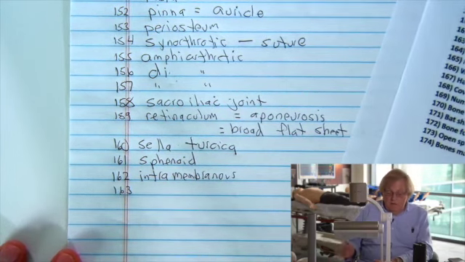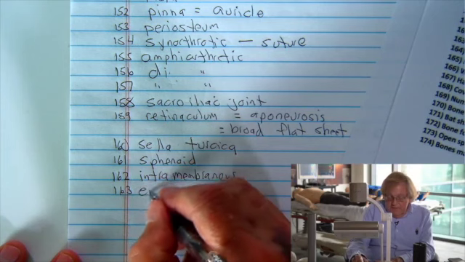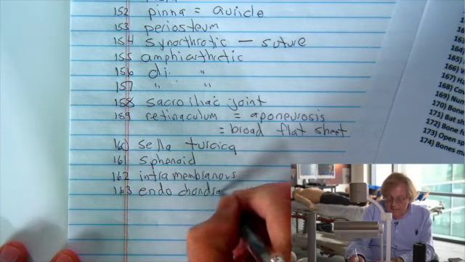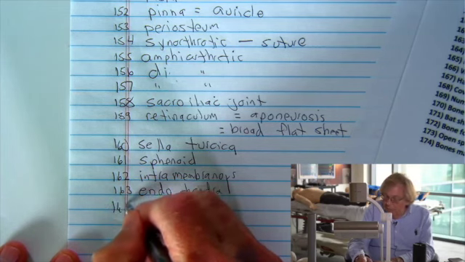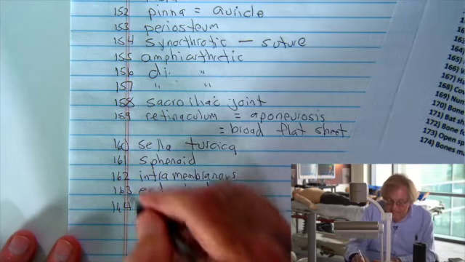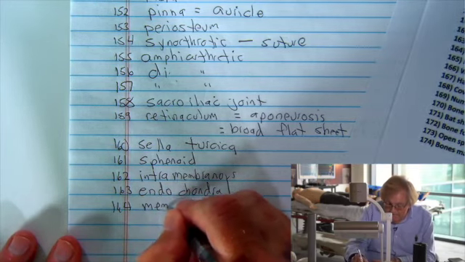163, type of ossification, the femur. Remember, the femur is a long bone. So therefore, that's going to be endochondral, inside a cartilage model. 164 is type of bones in the face. Again, membrane bones.